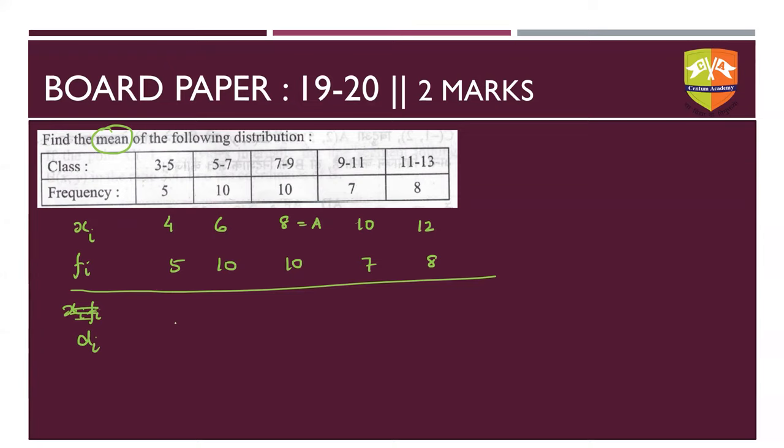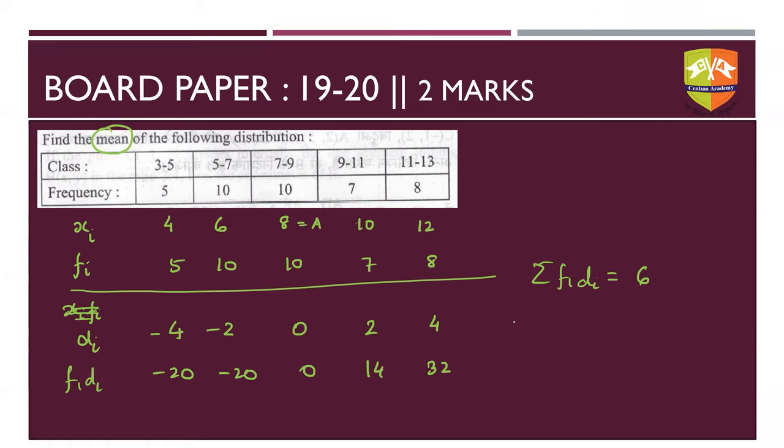Di is 4, minus 8, minus 4, minus 2, 0, 2, 4. Okay. And then multiply fi di: minus 20, minus 20, 0, 14, 32. So summation fi di is equal to minus 40 and 32 and 14, 46, so only 6.